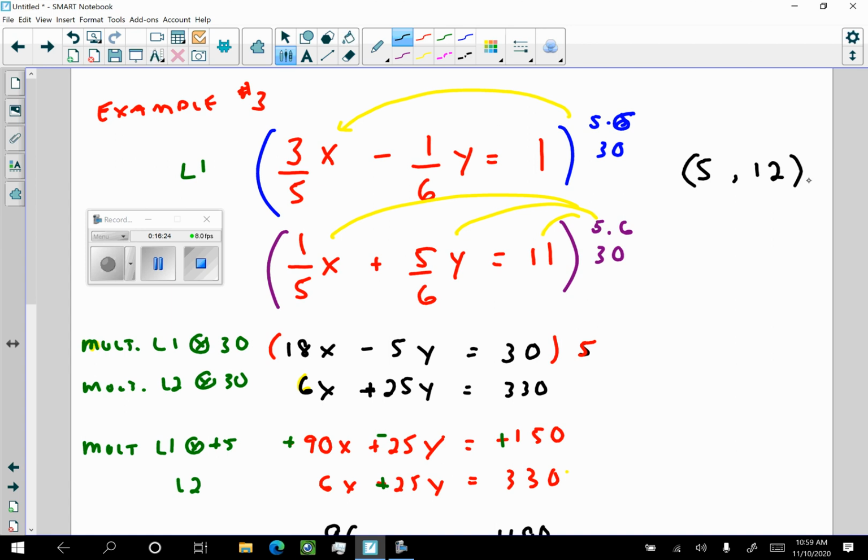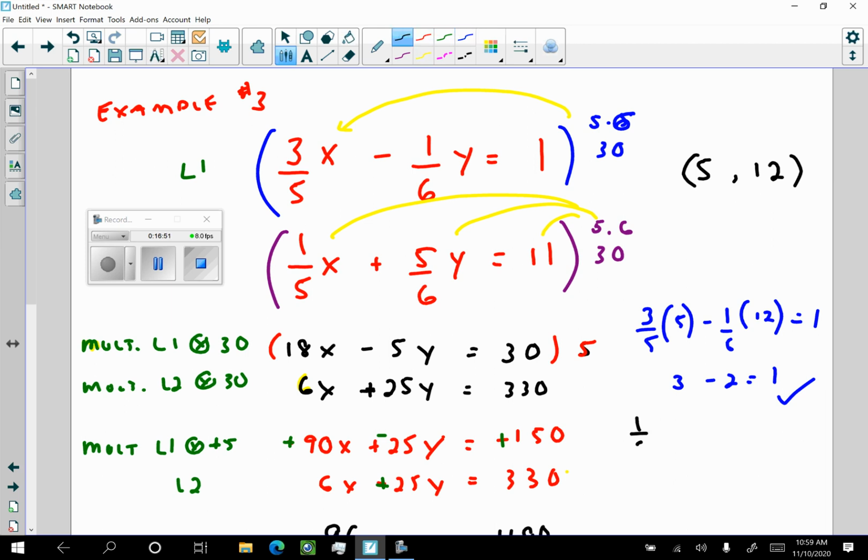And we're going to put it into the original equation. So we're going to go 3/5 times 5 minus 1/6 times 12. Does that equal 1? Well, this is going to be 3. 1/6 times 12 is 2. 3 minus 2 does indeed equal 1. Awesome. We're going to put it into the next equation here.